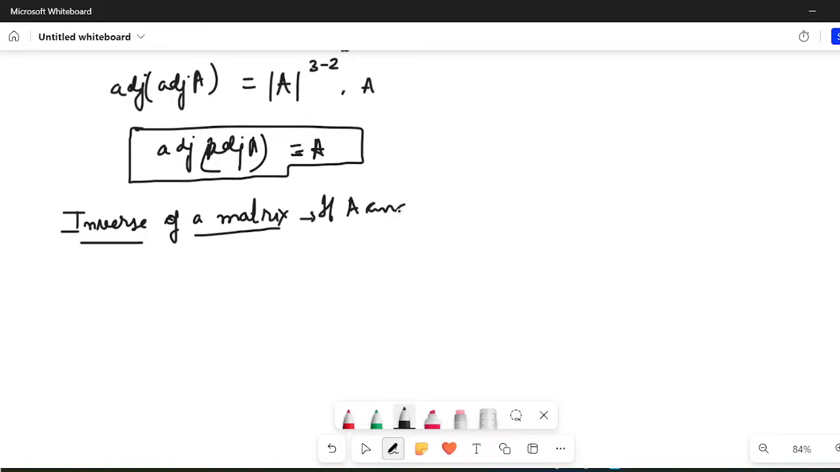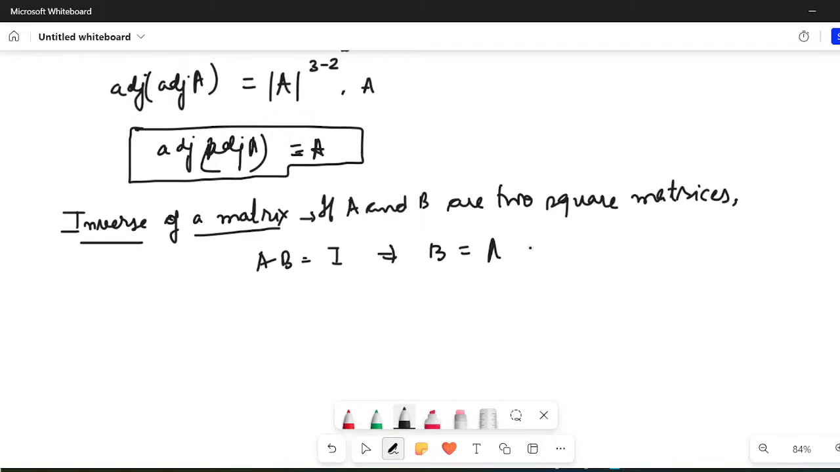If A and B are two square matrices such that A into B gives you the identity matrix, then it implies that B is nothing but A inverse. This is called your inverse of A. Similarly, we can say that A is B inverse, that A is the inverse of B.